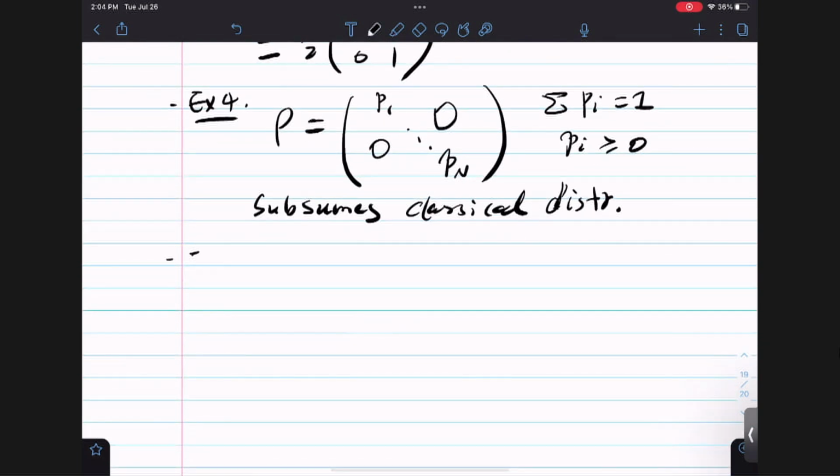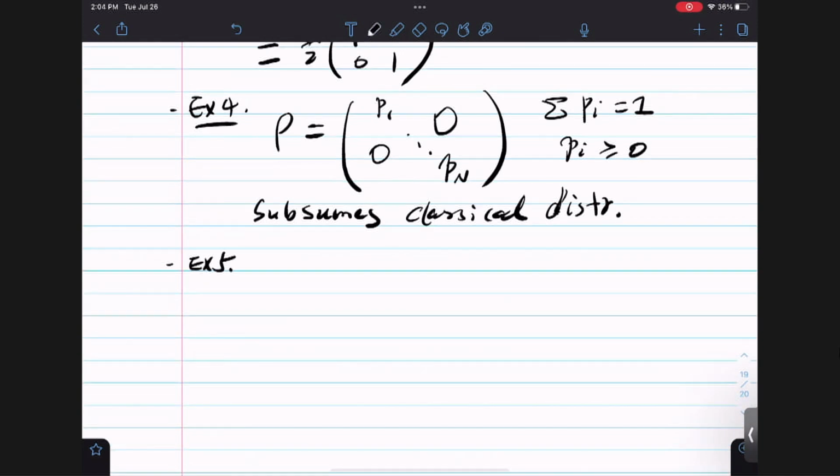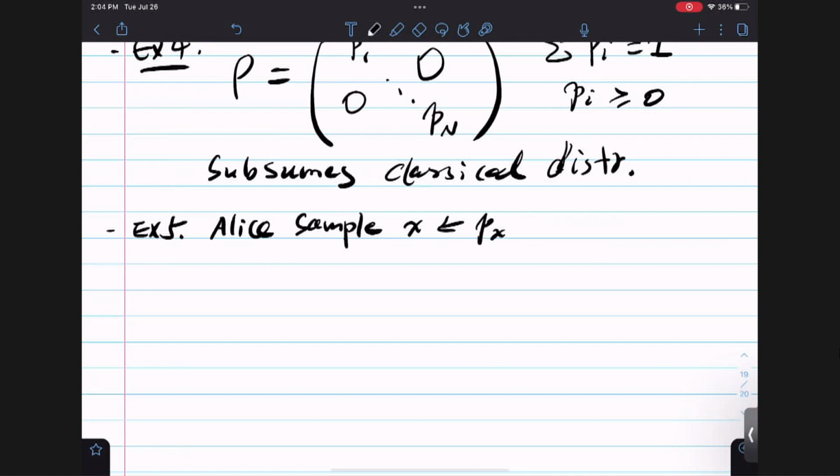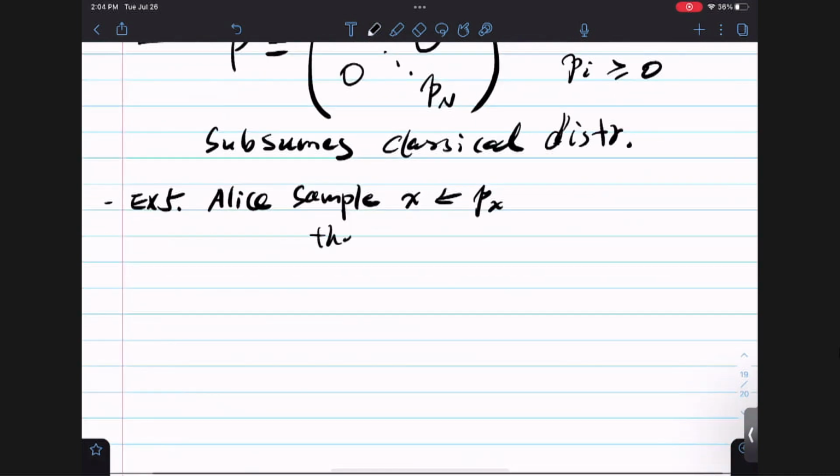OK, and finally, one last example, which will be useful in some quantum crypto protocols. Suppose Alice samples some classical string x according to a classical distribution p_x, and then she prepares some other state, rho sub x, on another quantum register. So there is a classical piece, which is the classical string x. Then there's a quantum register, which was prepared in a state rho depending on the classical string. How can we describe this whole system?